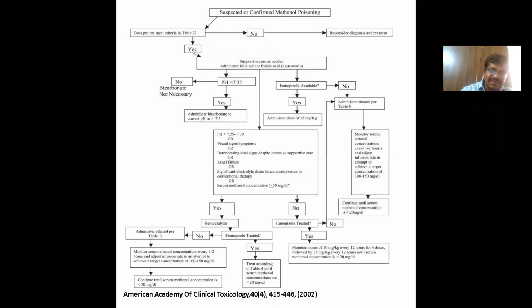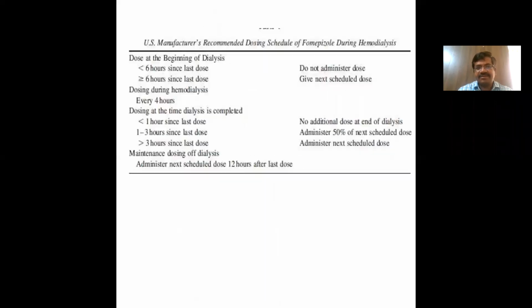And here, if it is yes, hemodialysis, you can go for it. If fomepizole is not given, then administer ethanol as per that and monitor serum methanol. It's the same kind of thing, checking that the methanol concentration is less than 20 mg per liter. If fomepizole is given, then we can treat according to the same table until methanol concentration is less than 20 mg per liter. So this is the overall flow chart for the management of methanol poisoning.